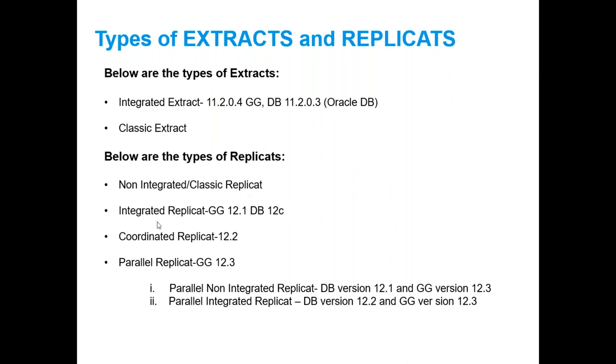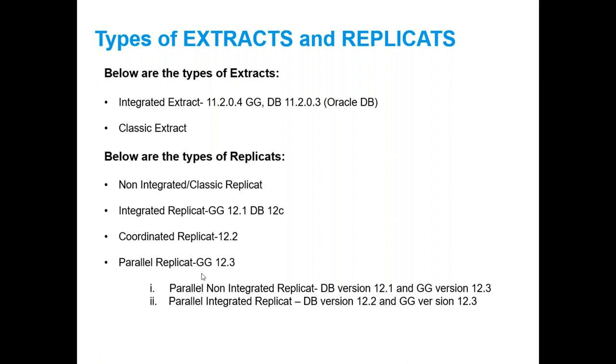There are four types of replicates available: non-integrated or classic replicate, which is available since the beginning of GoldenGate. Then integrated replicate was introduced in GoldenGate version 12.1 and database 12.3. Then coordinated replicate, which basically parallelizes your classic replicate by creating multiple threads, was introduced in GoldenGate version 12.2. And then the latest replicate, introduced from GoldenGate version 12.3, is parallel replicate, and it is much faster.